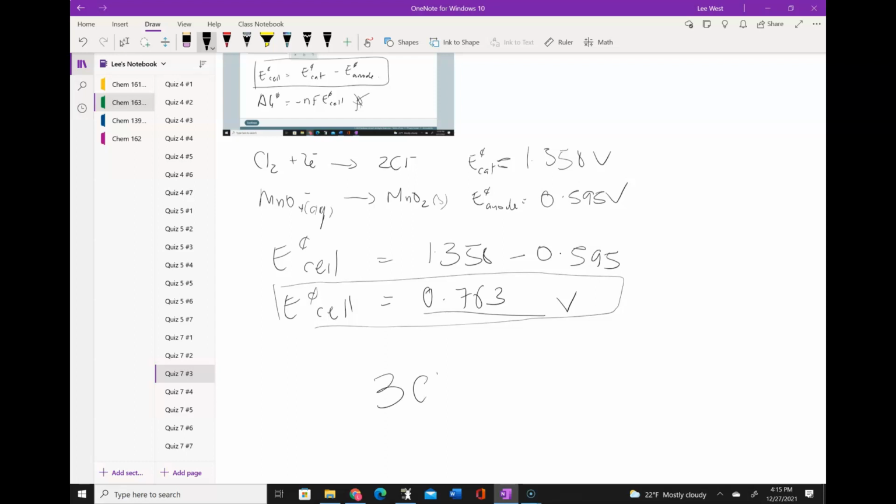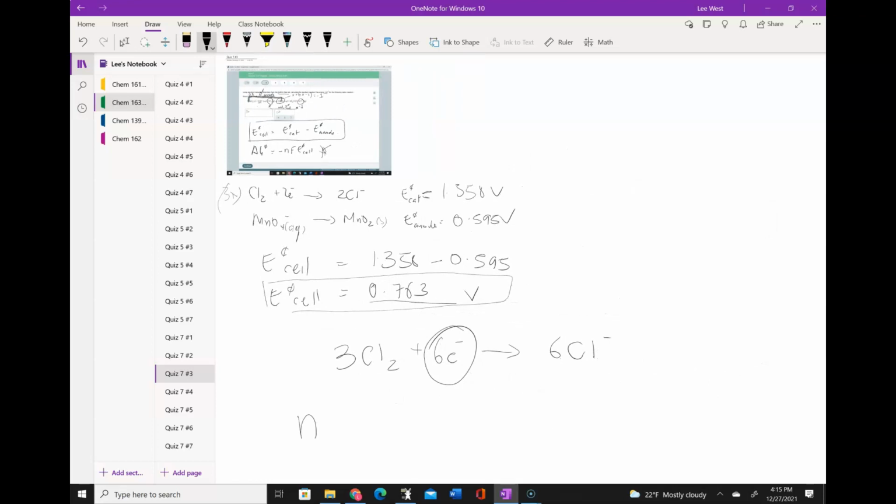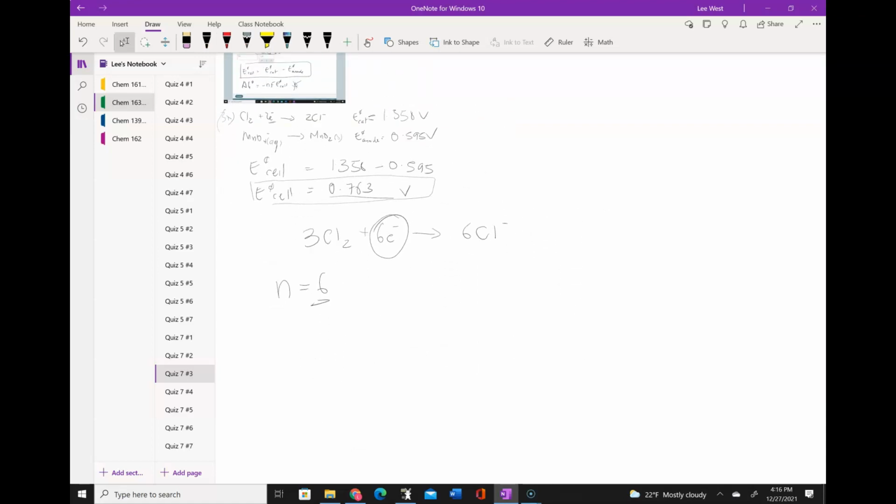Now if we look in our balanced equation, we can see that 3 chlorines get turned into 6 chlorides, and that's going to be this reaction up here times 3, isn't it? So instead of it being 2 electrons, it's got to be 6 electrons. And that's the number that we needed. We needed to figure out how many electrons are being transferred. So n equals 6. Now you can look at either of your 2 redox reactions to figure that out. I just figured that it was easier to look at the chlorine. Remember, electrons lost equals electrons gained, so it doesn't matter which one of the pair you look at.